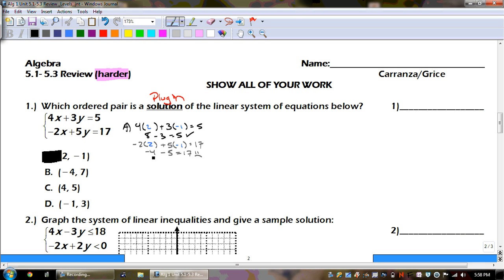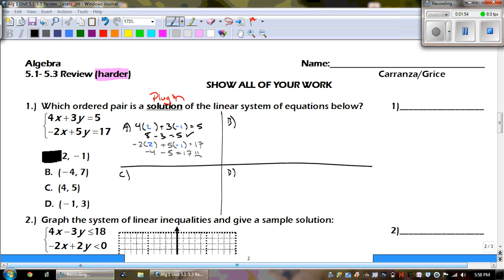Okay, so we did that one. Sorry, I'm going to break this down into different sections. And now we're going to check B. Do you guys kind of get where we're going here? So what I want you to do is pause the video and try B, C, and D until you get one that fits both. Okay, so go ahead and pause the video. Good luck.